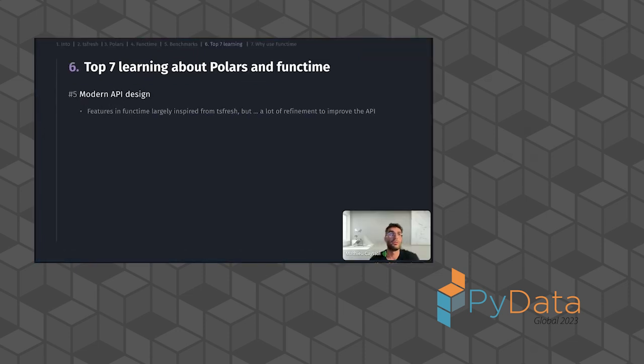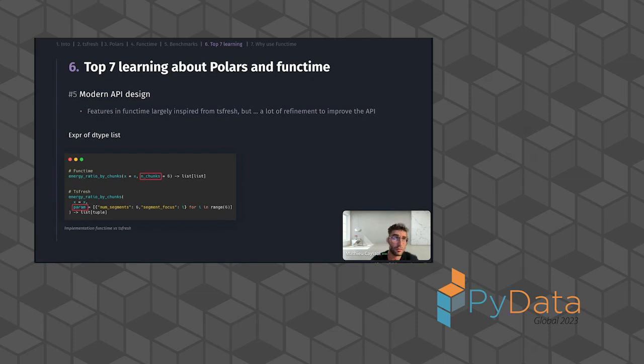Then also, something that we learned during the development is that tsfresh is a very nice library, and our work is largely inspired from it. But we were thinking that you can improve this API a lot, and this is, I think, what we did. So for example, for energy ratio by chunks. For this feature, you will take your time series, divide it into chunks, and calculate the energy, and then you will calculate it as a ratio, such that the sum will be equal to 1.